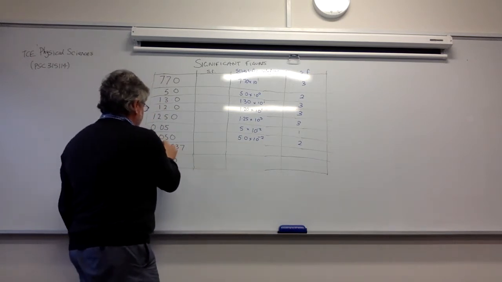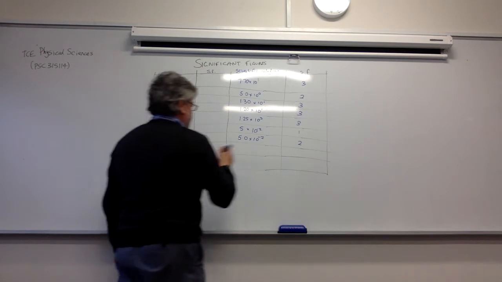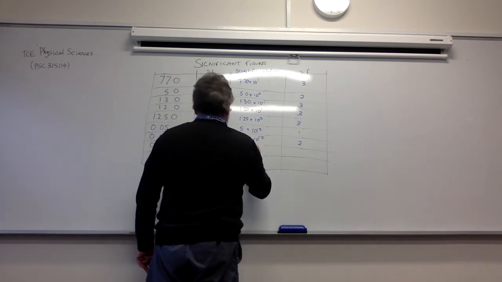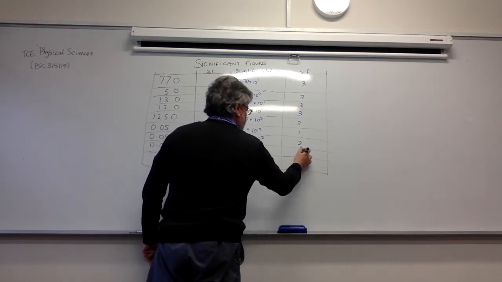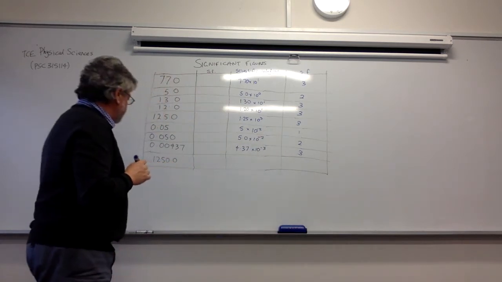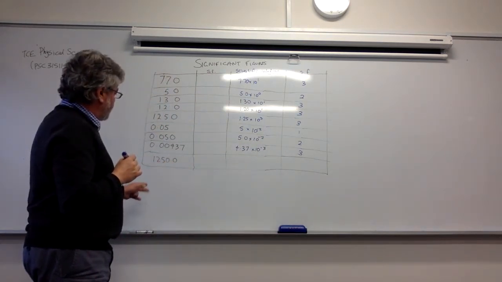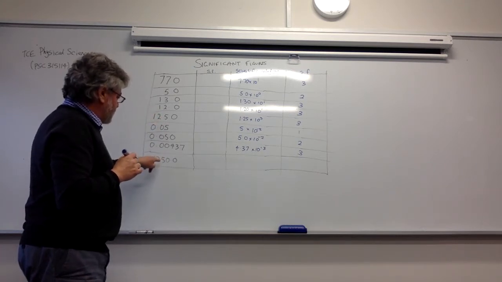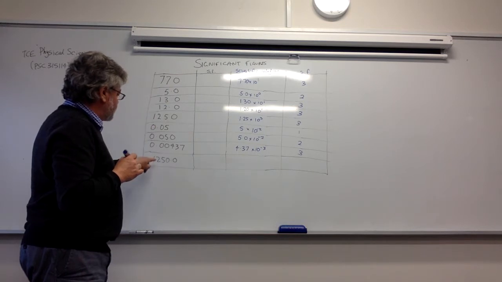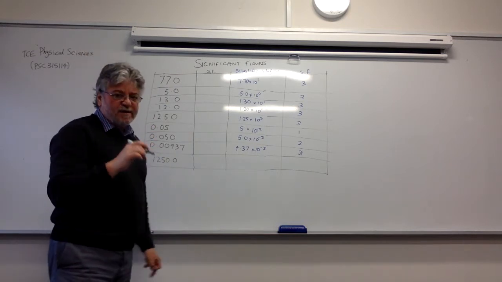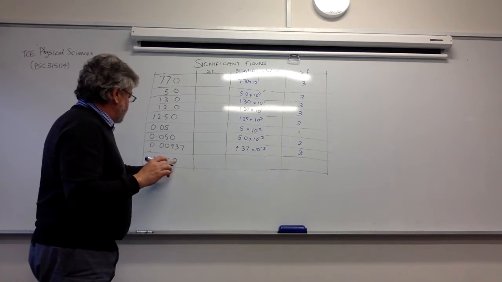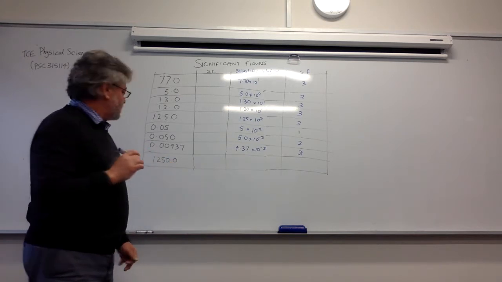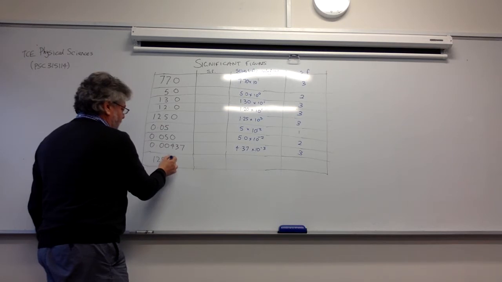The next one, we've got 1, 2, 3 jumps till we get to the 4. So it's 4.37 times 10 to the minus 3. 3 significant figures. This next one, I included this in particular because it's essentially the same value as the 1250, when it's 1250.0, which is telling us about the precision of that number, that it's definite to the 1/10th. And again, we move the decimal place.